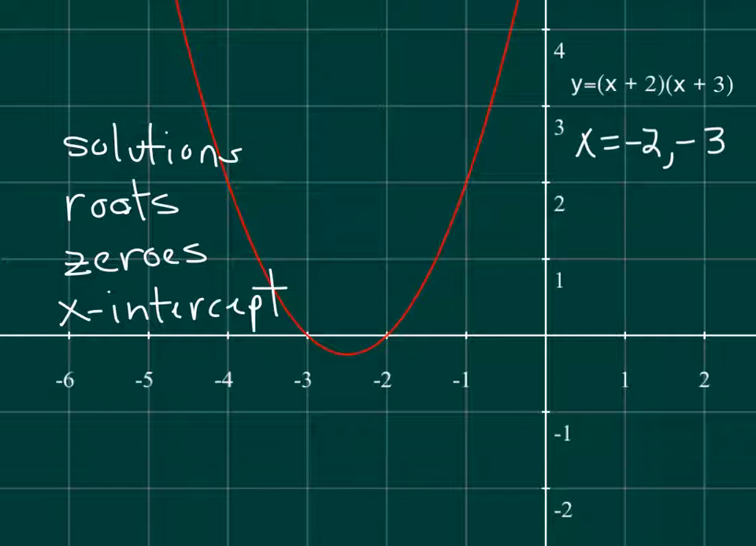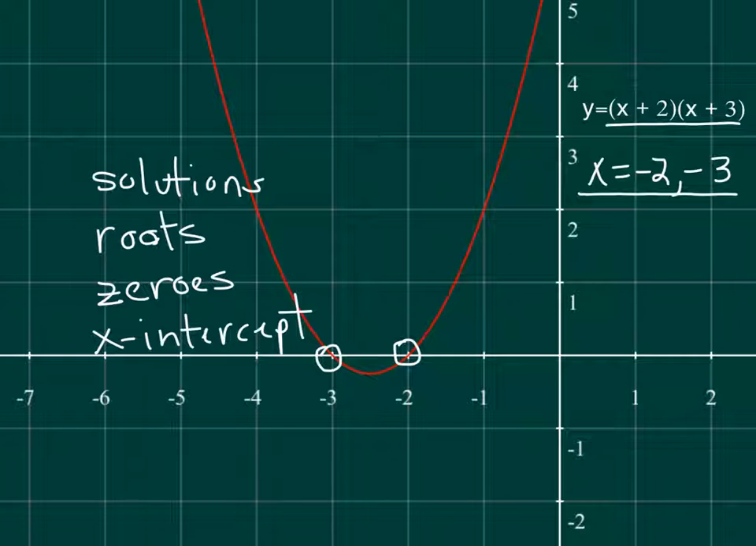So by having the factored form, we're able to figure out where our graph crosses the x-axis. We're able to find the solutions, roots, zeros, x-intercepts, whatever you want to call it, but that's what we find right there. And we get that from the factored form.